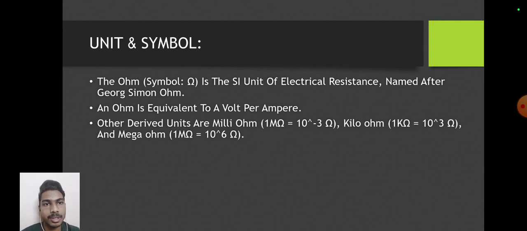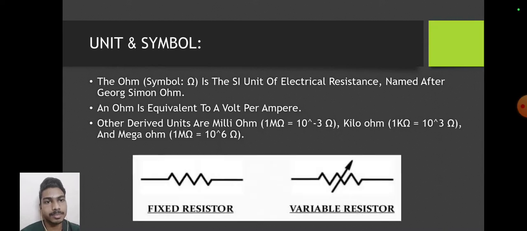Other derived units are milliohm, that is 1 milliohm is equal to 10 power minus 3 ohms, and 1 kilo ohm is equal to 10 power 3 ohms, and 1 mega ohm is equal to 10 power 6 ohms. So these are the two resistors. One is fixed resistor and another is variable resistor.